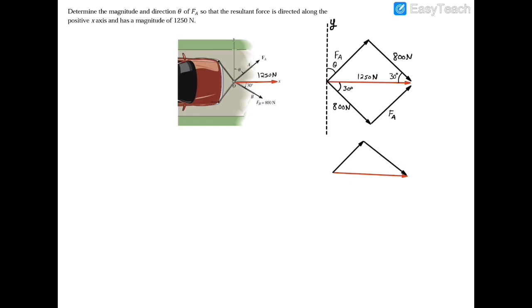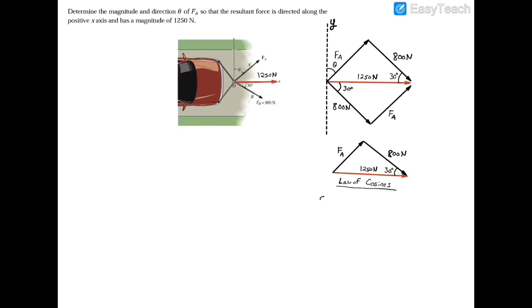And I will mark it up once again. So we'll have 800 newtons for FB, unknown FA, and then 1250 newtons for the resultant. And I almost forgot, you do have your 30 degree angle here. And now it looks like we have a side-side-angle triangle, right? But luckily, for the side that we're missing, we have an angle that's opposite of it. So we have force FA, which we want, and we have the opposing angle. So it sounds like we could just use the law of cosines.